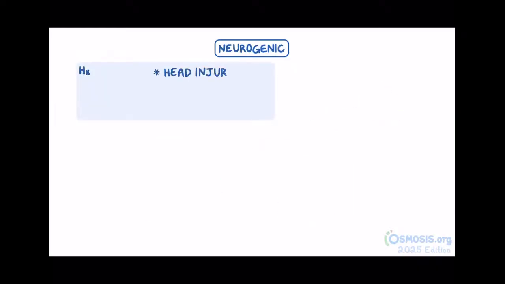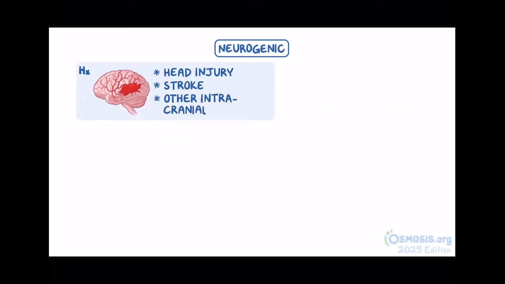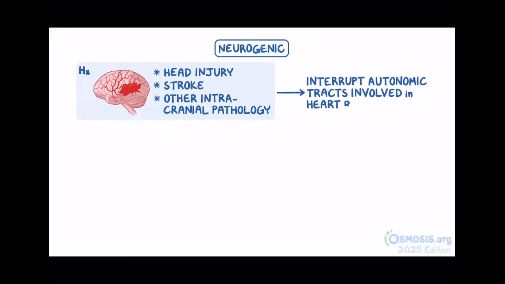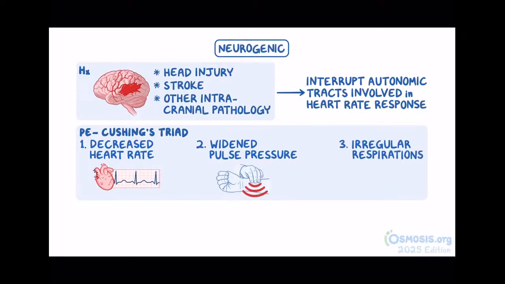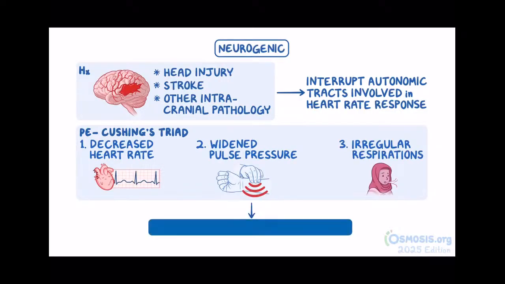Next, if your patient has a head injury, stroke, or other intracranial pathology that might be interrupting autonomic tracts involved in heart rate response, perform a physical exam and check for Cushing's triad, which includes a decreased heart rate along with a widened pulse pressure and irregular respirations. If present, suspect increased intracranial pressure as a possible cause of the bradycardia.